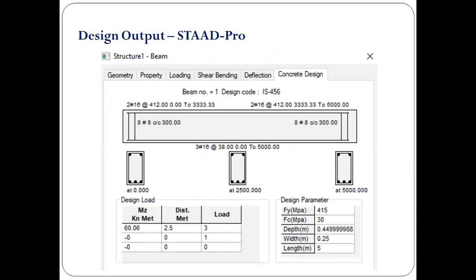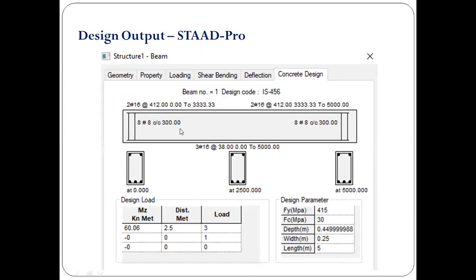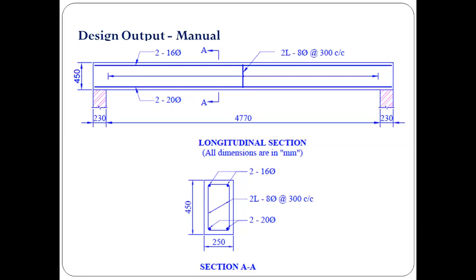Now this variation is because STAAD-Pro will not do the combination of bars. Okay, so because of that, it has taken 3-16 mm, since we have defined 16 as the least main bar. So that's the only difference. Else we are getting almost the same. Okay, so 3-16 is 603 mm square, and 2-20 mm is 628 mm square. Okay, so that is the only variation.